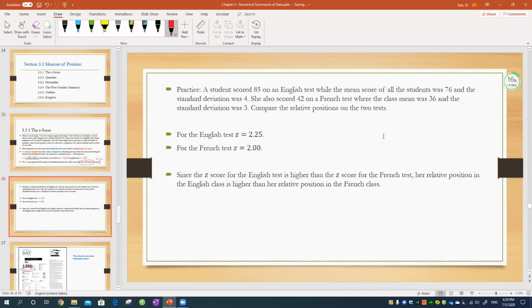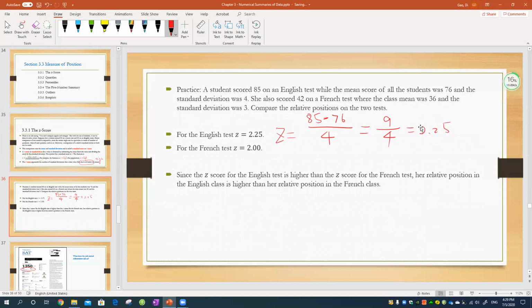So now let's look at the next slide. We're going to do a practice. A student scored 85 on an English test, while the mean score of all the students was 76 and the standard deviation was 6. Then the z-score for English is the score 85 minus the mean, which is 76, and divided by the standard deviation, 4. That is 9 divided by 4, which is 2.25.